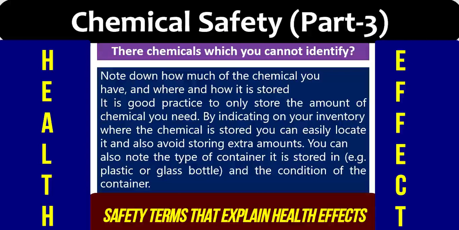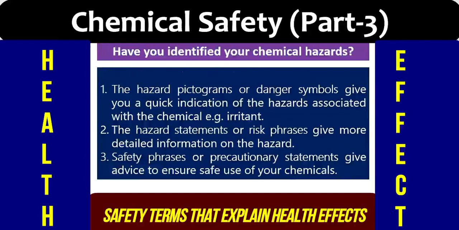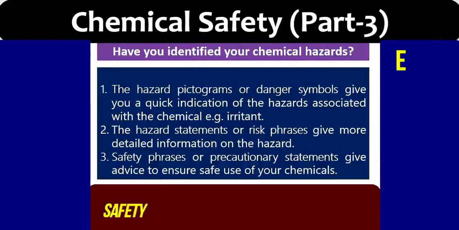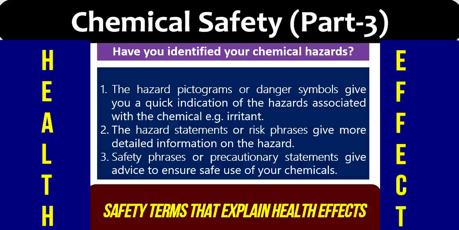The label and SDS are the most important sources of information about the hazardous properties of your chemicals. So it is important that you have an up-to-date SDS for each chemical and that the label attached to the chemical container is visible. After completing the site tour, the chemicals inventory, and after marking, understanding, and segregating hazardous chemicals, their safety data sheets, availability of labels, and how many unknown chemicals are on your site, you can identify the hazards one by one.